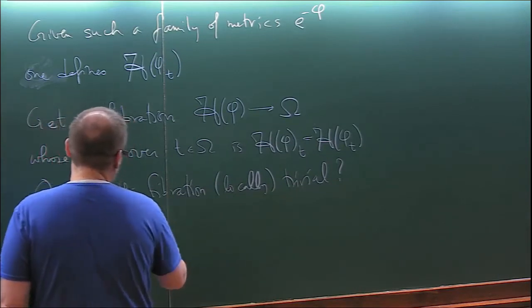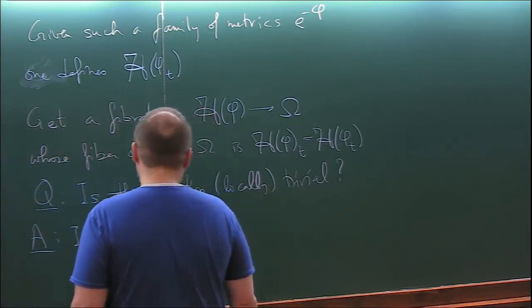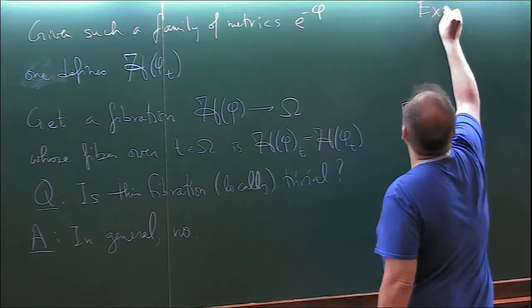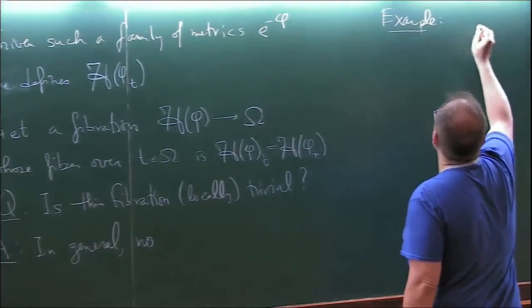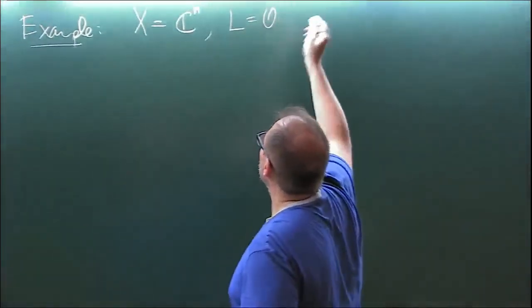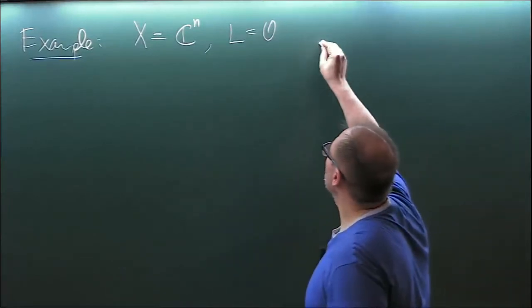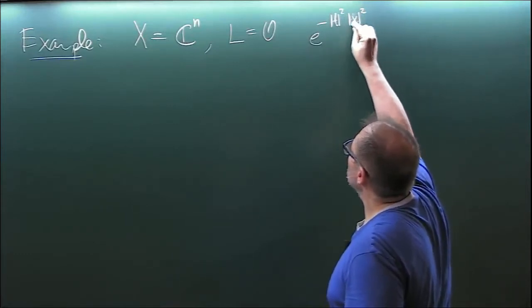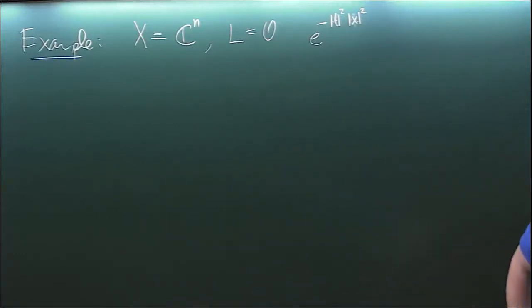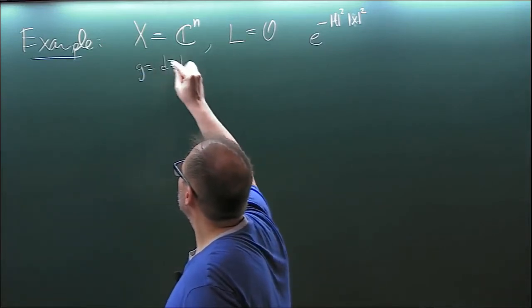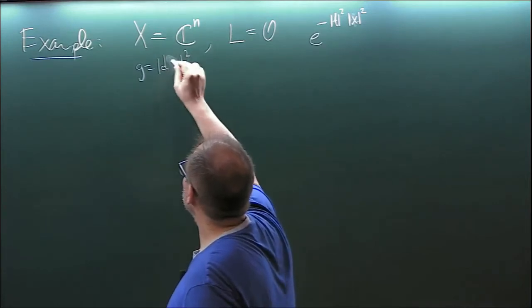So I'll give an example. Suppose we take X equal to C^n, L the trivial bundle, and the family of metrics will be e to the minus |t|^2 |x|^2, where x is a point in C^n. This is your metric. And the Kähler metric will just be the Euclidean metric, dx squared.